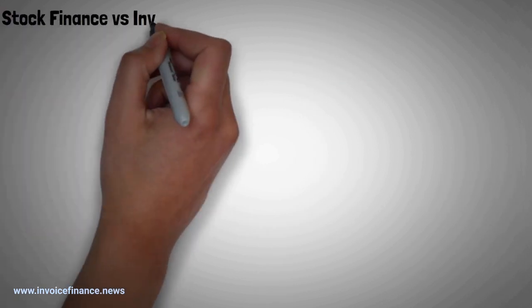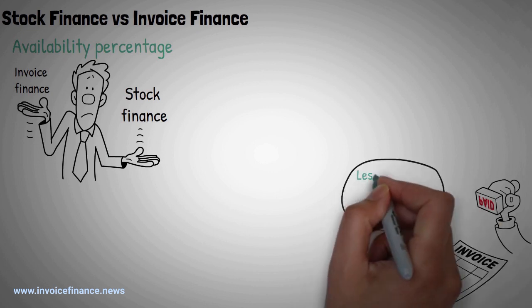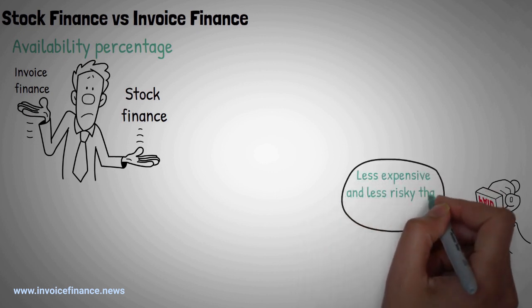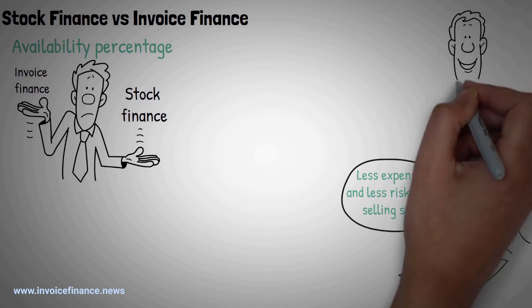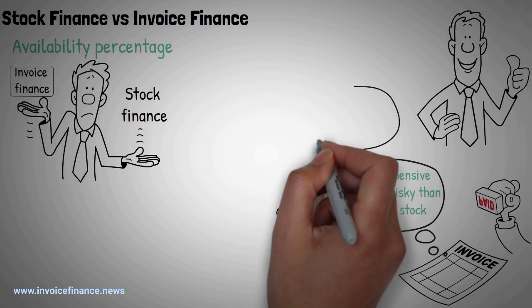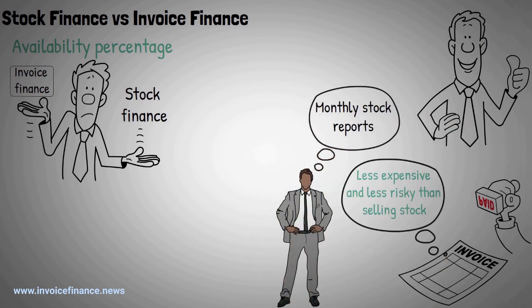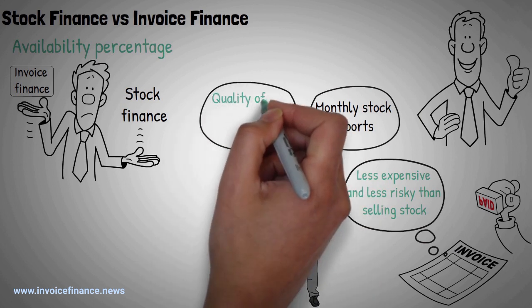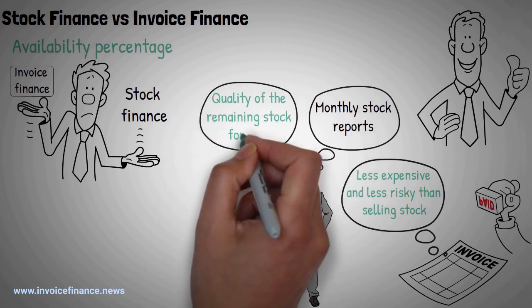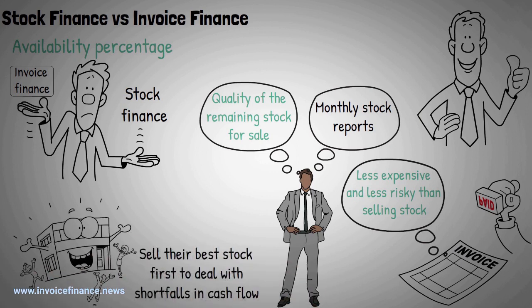Stock finance vs. invoice finance. The availability percentage is normally higher for invoice finance than for stock finance. Collecting debt from unpaid invoices is considered less expensive and less risky than selling stock. Moreover, evaluations are more accurate with invoice finance. A stock financier will be basing their decisions on monthly stock reports that can be up to 4 weeks out of date. Another worry for a stock financier will be the quality of the remaining stock for sale. A failing company will quite often sell their best stock first to deal with shortfalls in cash flow.